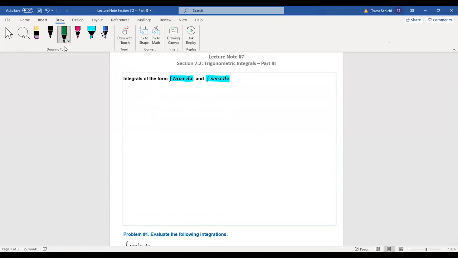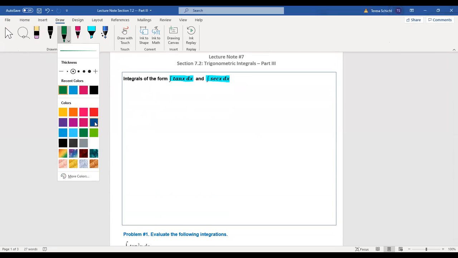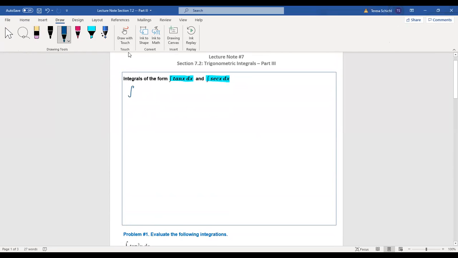So the first formula we want to talk about is the integral of tangent x dx. The formula for tangent x is the natural log of the absolute value of secant x plus c. We're going to take a look at why. And the next one is the formula for the integral of secant x dx. This will be equal to the natural log of secant x plus tangent x.